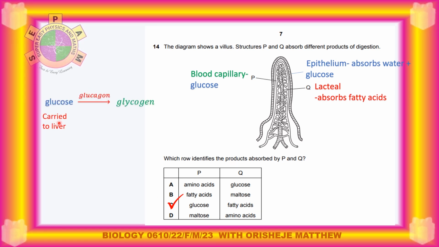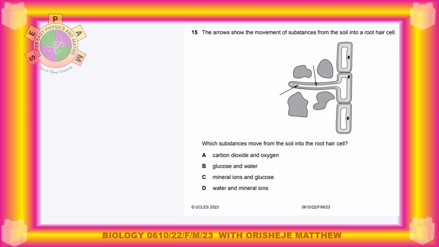Now, let me explain this. When the glucose is absorbed by the villus, it is carried to the liver, and then the excess glucose is converted to glycogen and stored. But when the glucose is needed again, the glycogen is converted back to glucose for the body to use. The hormone that controls that conversion is glucagon. So let me just read about this.